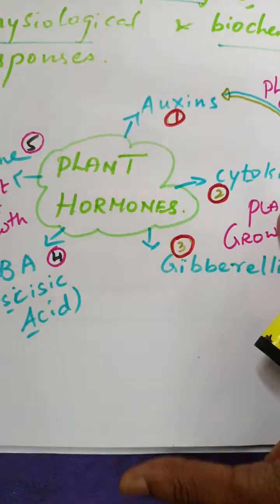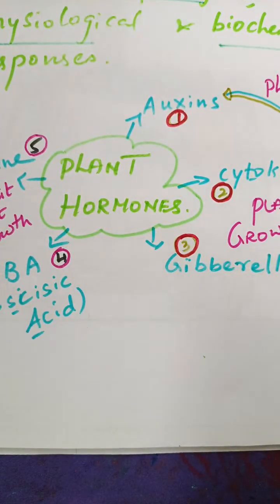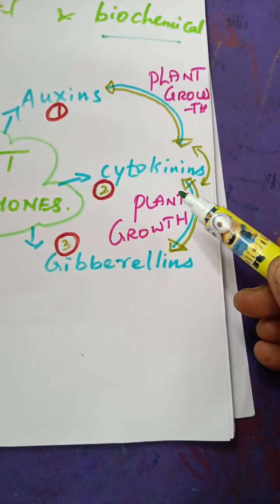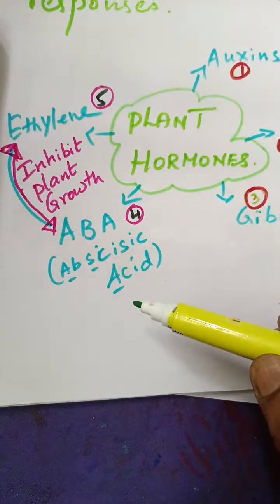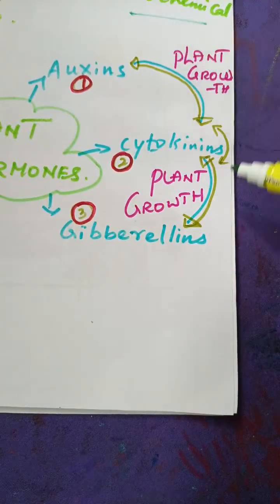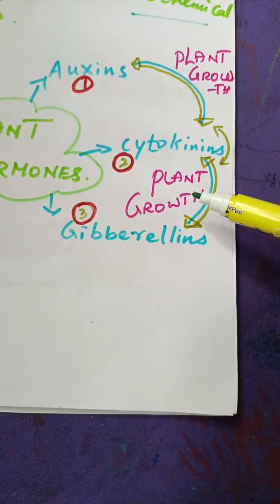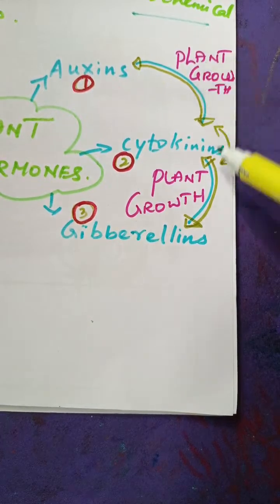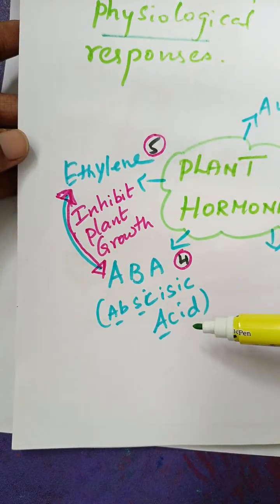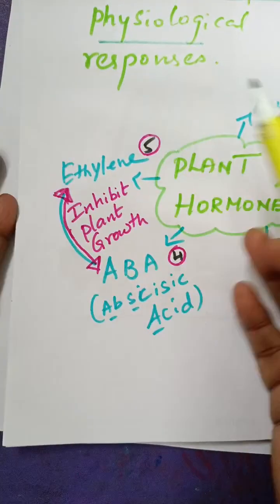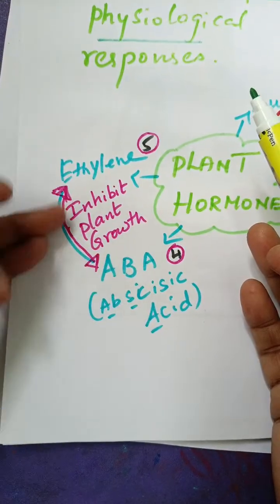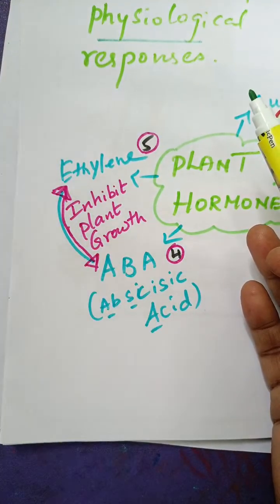And what are those hormones? There are 5 different types of hormones in plants. They are the auxins, the cytokinins, the gibberellins, abscisic acid and ethylene. Among these, the auxins, cytokinins and gibberellins are the plant growth promoting hormones. They promote only plant growth. Ethylene and abscisic acid inhibit the plant growth. Whenever there is no need of plant growth, but a need for flower production and fruit production, at that time abscisic acid and ethylene come and play the role.